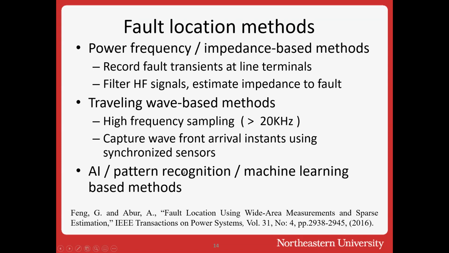And then finally, there's a third group where people use artificial intelligence, pattern recognition, machine learning, and those kinds of approaches. And of course, they may also be very effective depending on the training and how applicable it is and so forth. So I suppose the method that I'm going to present falls under this first category.